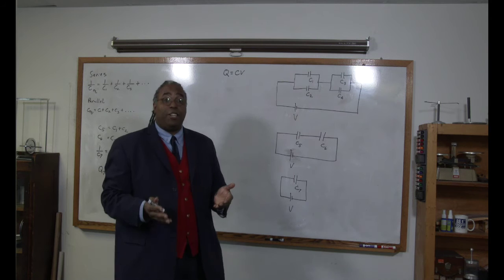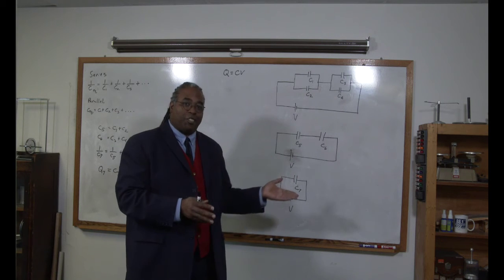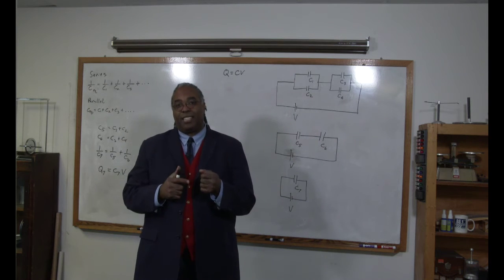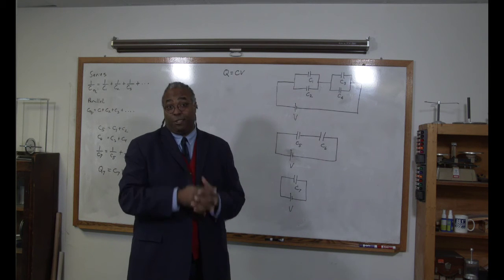So now you know how to get the total charge on a circuit. First, reduce the circuit to its equivalent capacitance, then take that capacitance and multiply it times the voltage on the entire circuit.